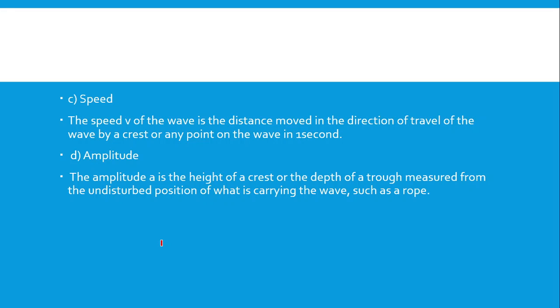We can just take one single point, any single point on a wave, and then observe it. How much distance does it travel in 1 second? So that basically gives us the speed, which is really a simple idea. However, amplitude is a new thing. Amplitude is the height of the crest or the depth of the trough measured from the undisturbed position of when it is carrying the wave, such as the rope.